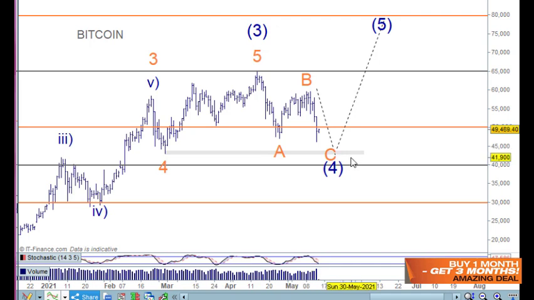Markets don't top and bottom the way that we would like them to most of the time, so we just need to be a bit philosophical about that. But let's go in and have a look.